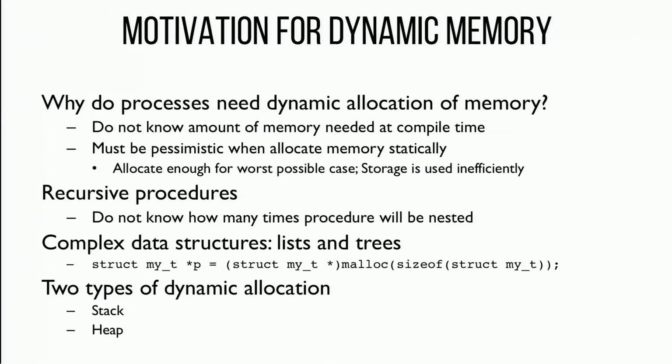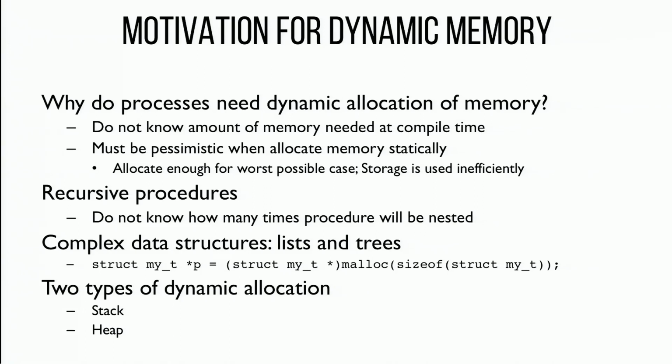Why do we need dynamic allocation of memory? We all know that you don't know ahead of time how much memory a given process is going to need. This process needs to have some data structures, a tree, whatever it's doing. You have no idea how much it's going to need, so we need to allocate that memory dynamically. We need dynamic memory allocation because of recursive procedures. You don't know how many times a procedure is going to be called. You can't pre-allocate or statically allocate the stack for that.